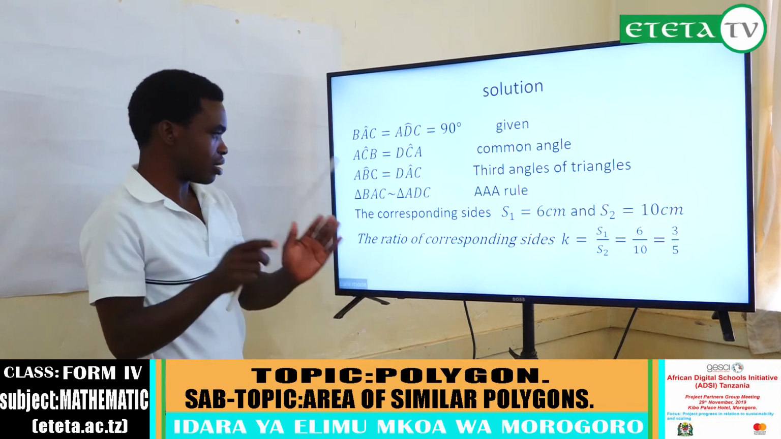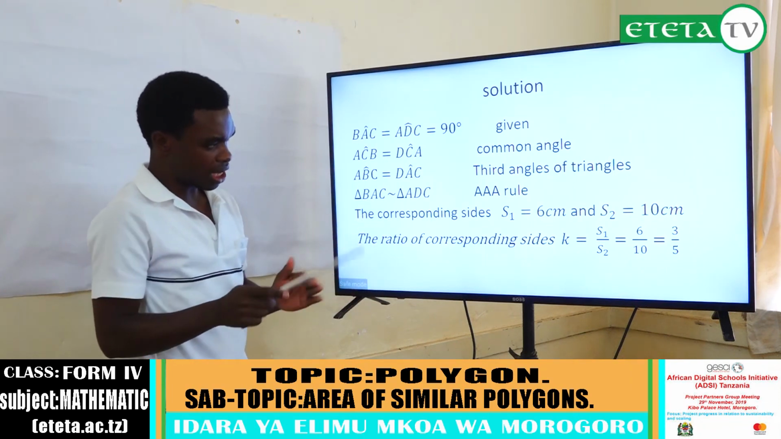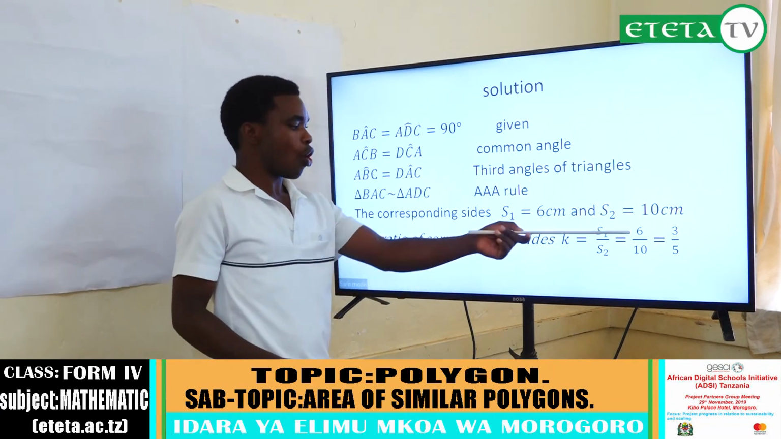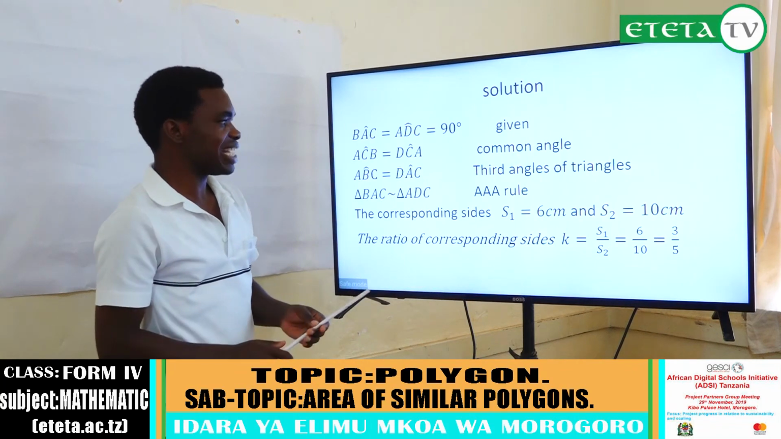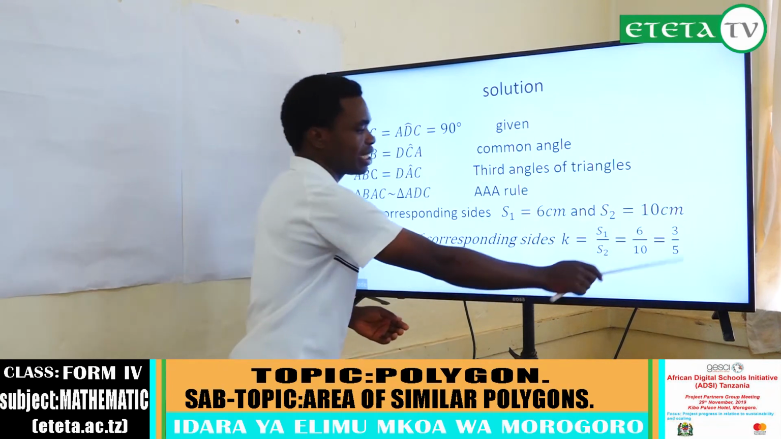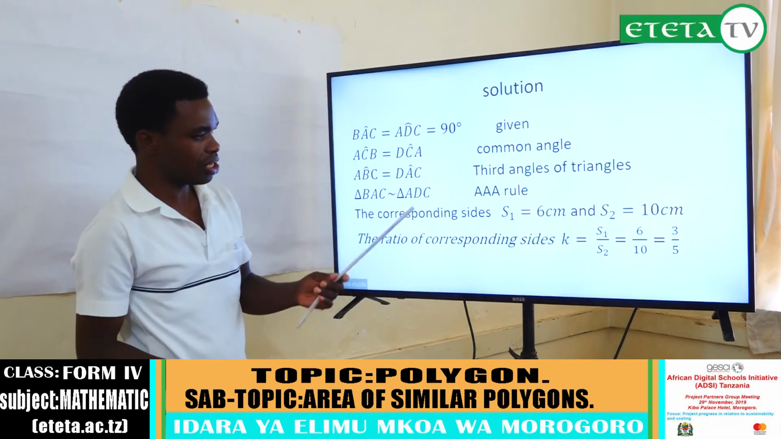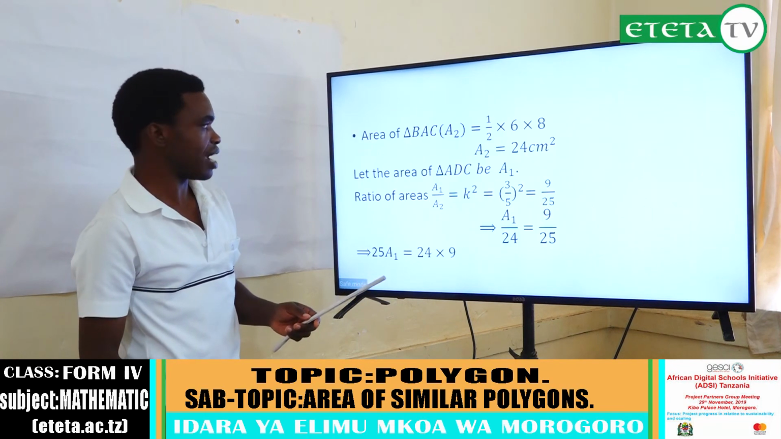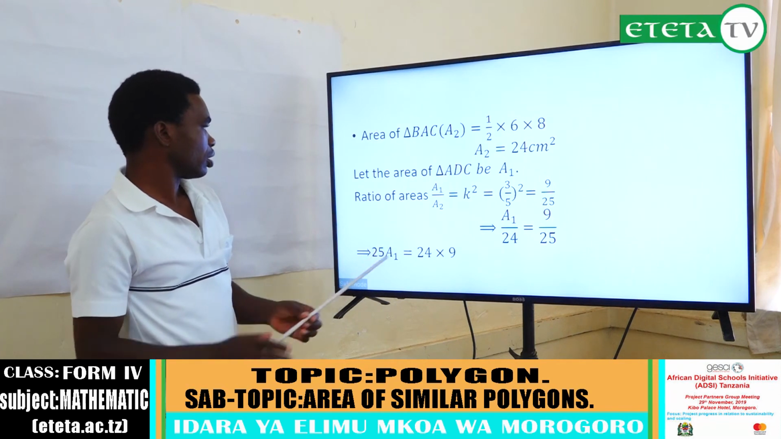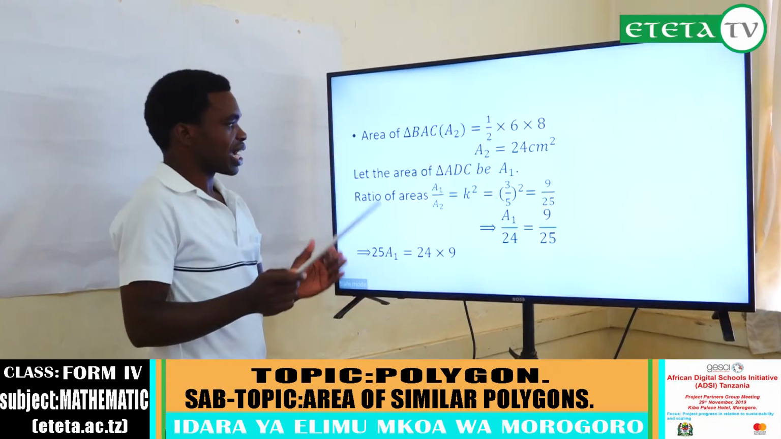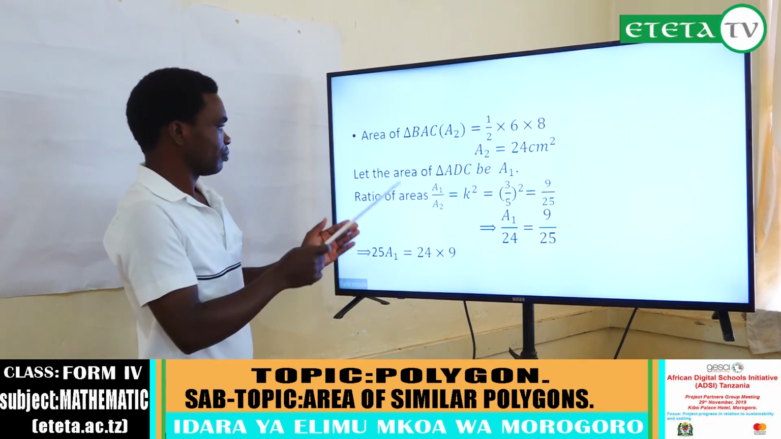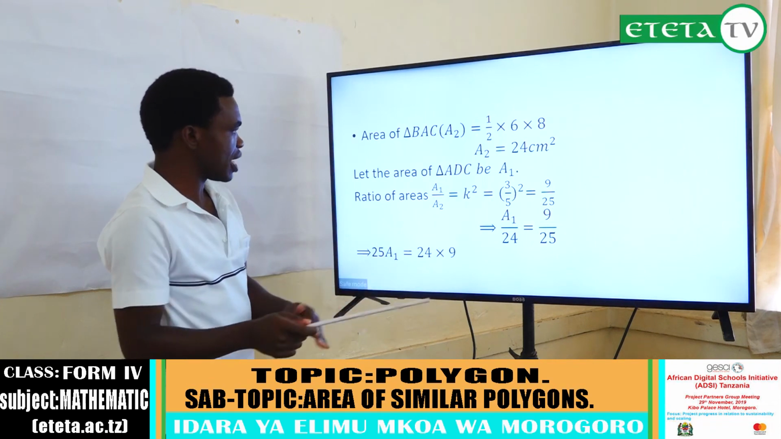Now, as I said, I will discuss more on the case of the area of the triangle ADC. By knowing the ratio of the corresponding sides, we know that the ratio of the areas is going to be k squared. So we have to take this one and square it. Squaring there, you get 9 over 25. Now, with that concept, we can relate the areas of the triangles.